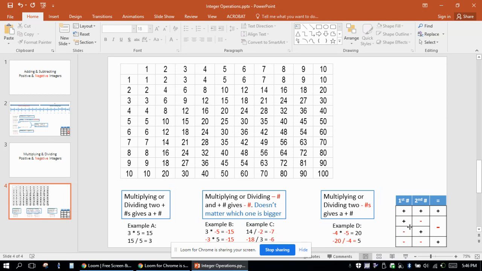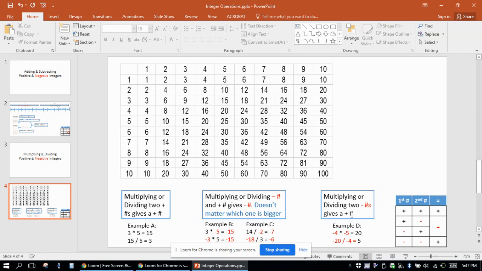And we wrote that here. If I have a positive first number and a negative second number, it's a negative answer. If the situation was reversed, my first number was negative, second number was positive, whether I'm multiplying or dividing, the answer will be negative.